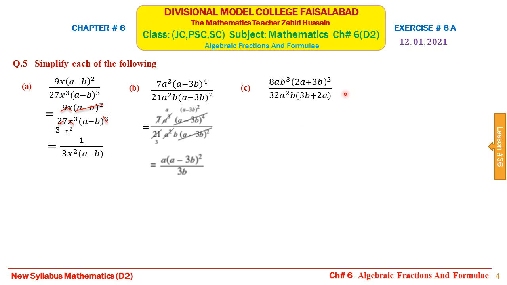C part again, there is only one term. One term means there is a multiplication sign between all the terms. So this is one term having different factors. We will cancel out the common factors. 8 ones are 8, 8 fours are 32.